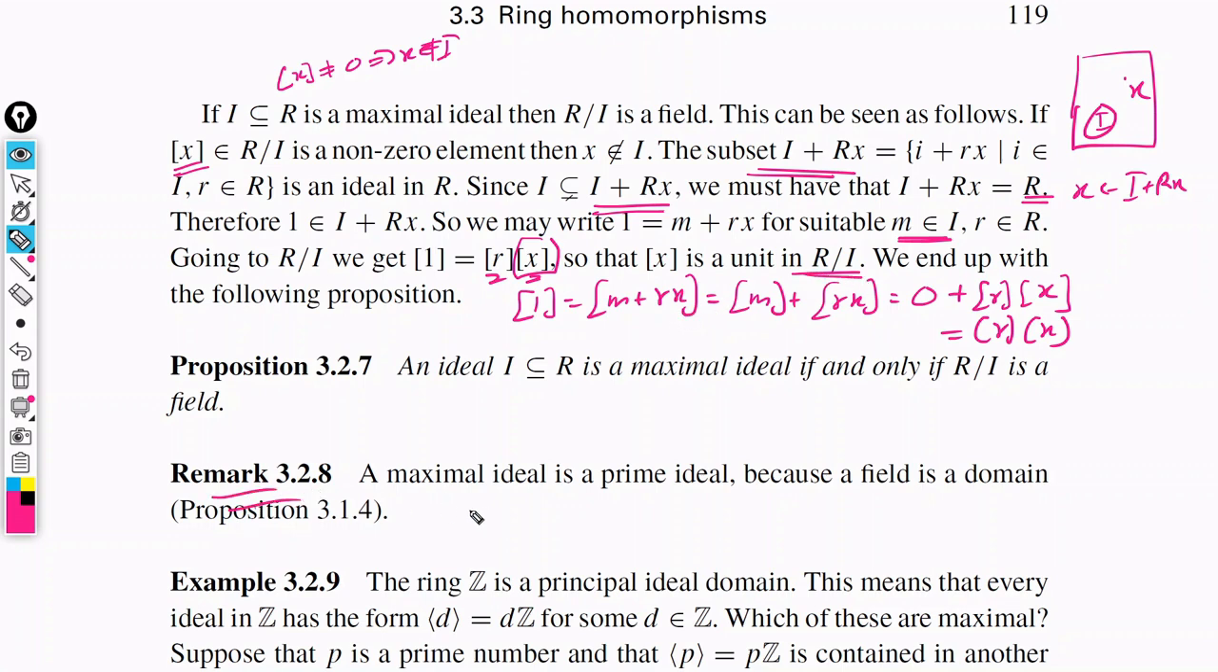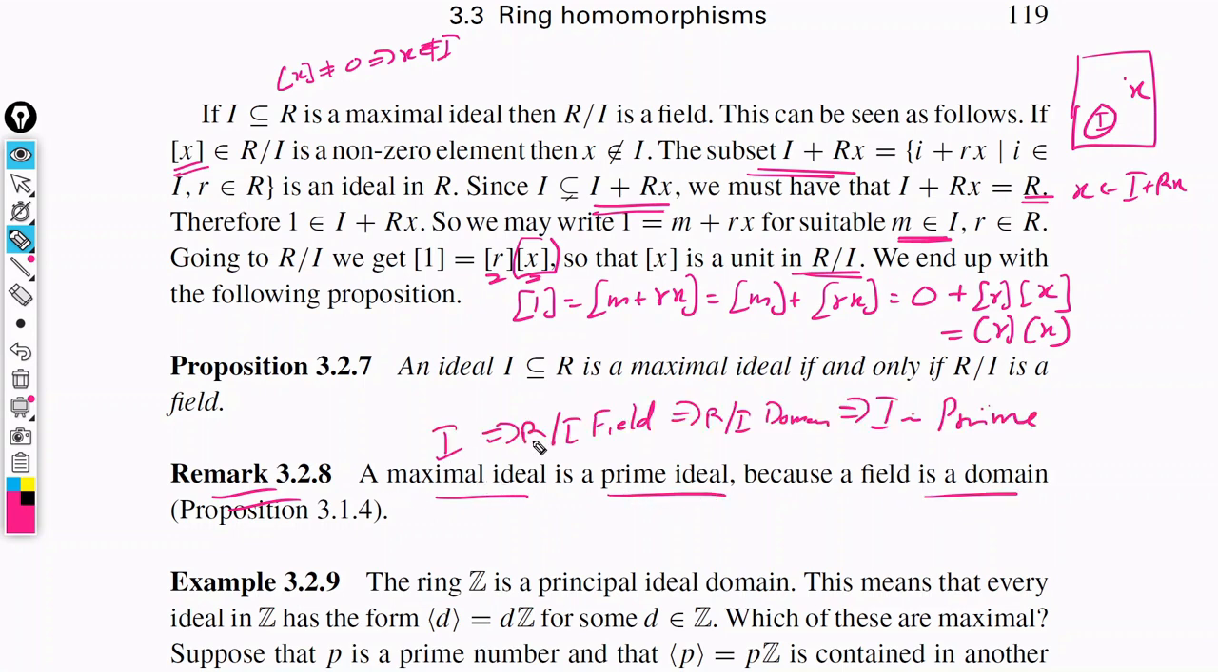This remark is trivial. A maximal ideal is a prime ideal because we know that I is maximal means R by I is a field. Field means it's a domain. R by I is a domain means I is prime. That's why a maximal ideal is a prime ideal.